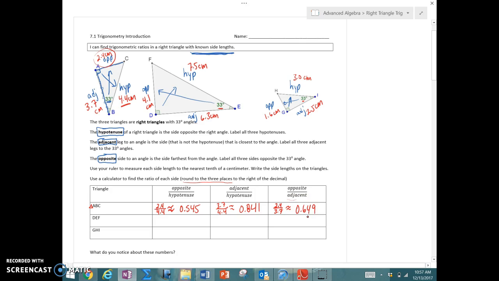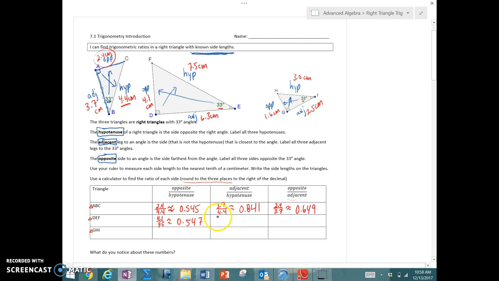So take a second, pause this video, and calculate those same three ratios for the second triangle, DEF, and then your third triangle, GHI. I'm going to quickly write out what I got when I did it. For this one, for the middle triangle, opposite over hypotenuse, I got 4.1 over 7.5. I typed it in, I got 0.547.